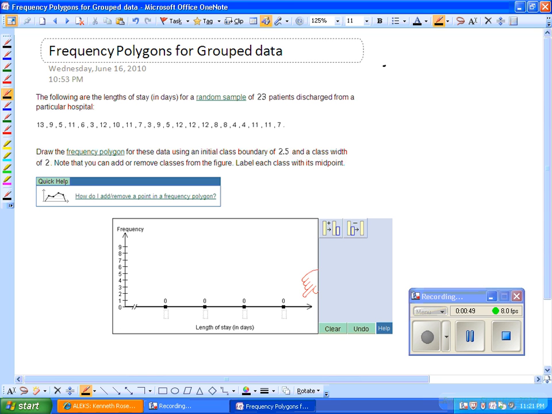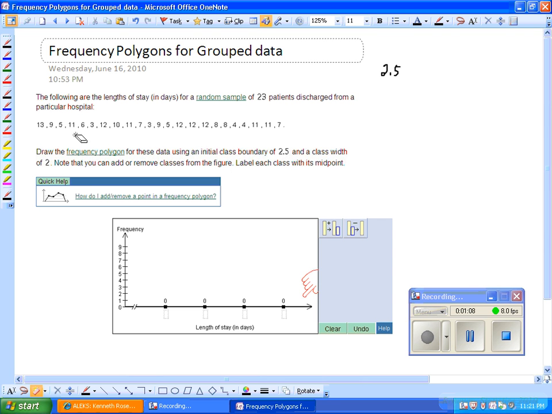Let's write it up here. 2.5. And you're right about the 4.5 and the 6.5 and 8.5 and stuff like that. That is part of the process, but we're not there yet. So let me pause for a second with that and come back to it.